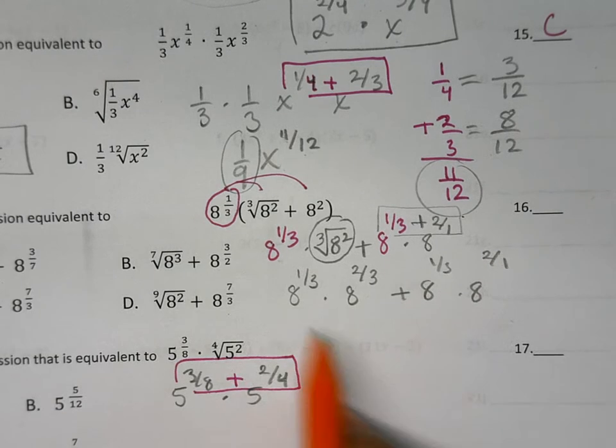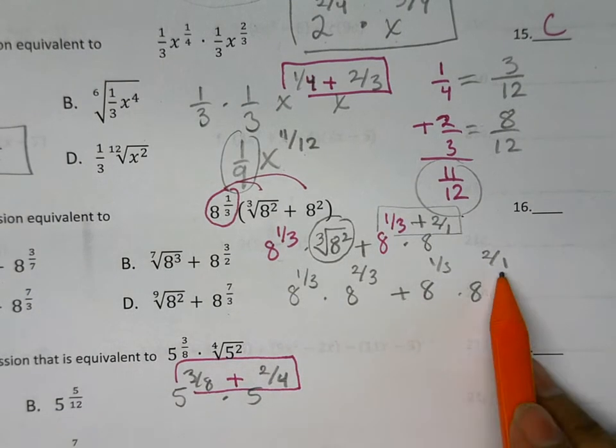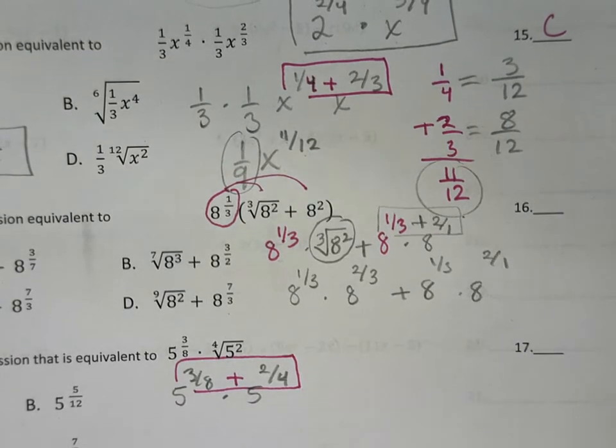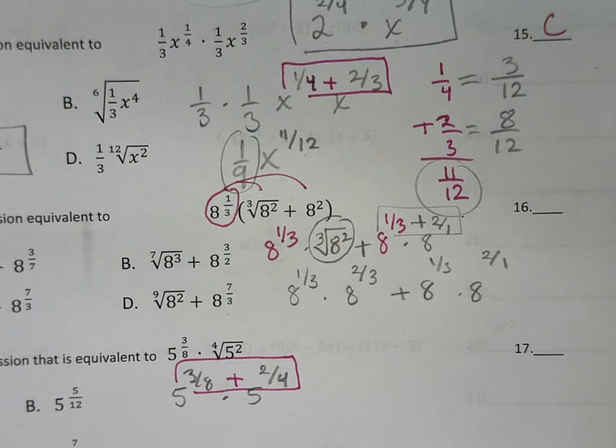So 1/3 plus 2/3, 1/3 plus 2 over 1. You can add them together. Only when you're multiplying do you add the exponents. All right, I'm moving on to 18. Questions on 16 or 17?